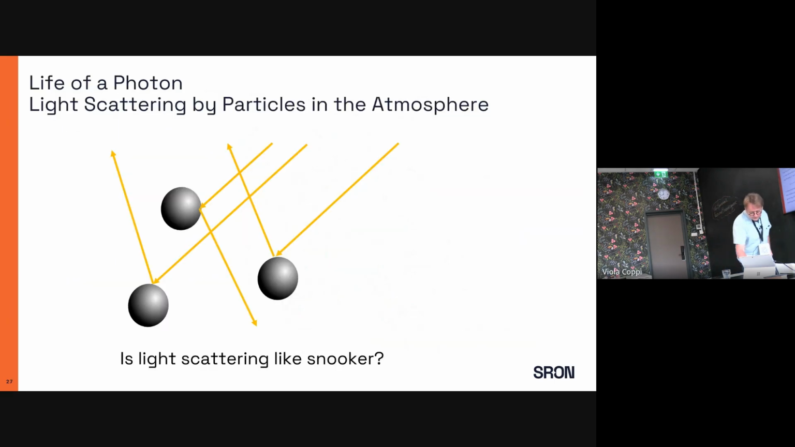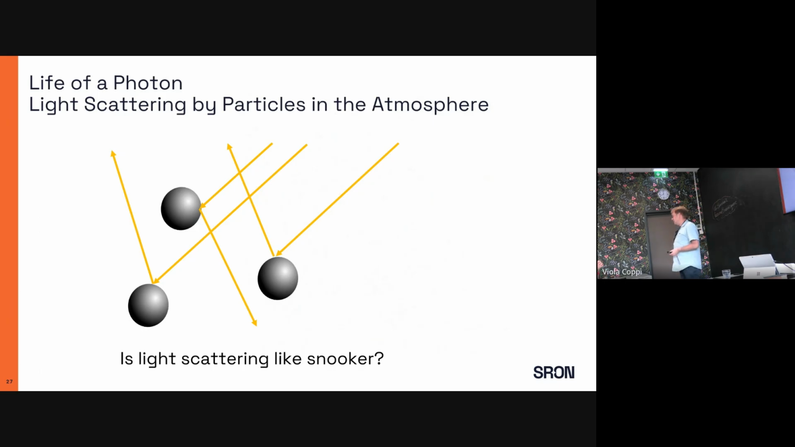I just have to check the time. I have to speed up a bit. About scattering. That's the life of a photon. Right? We had the death, we had the birth, and now the life of the photon. And you may say, scattering, that's like snooker, right? The molecule, photon hits, gets reflected, but that's not true.